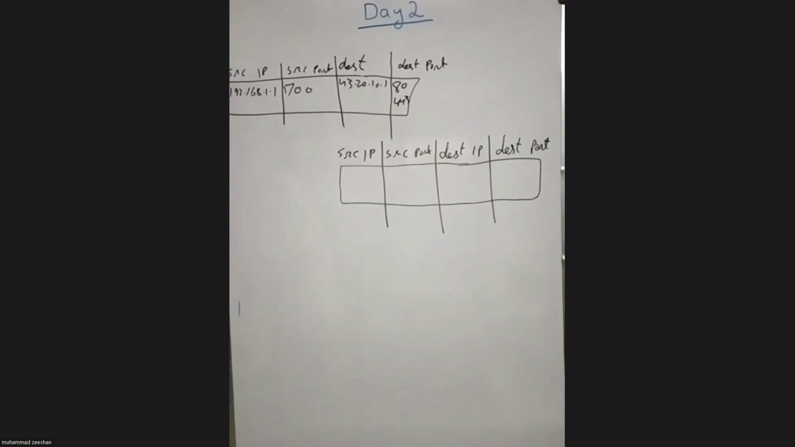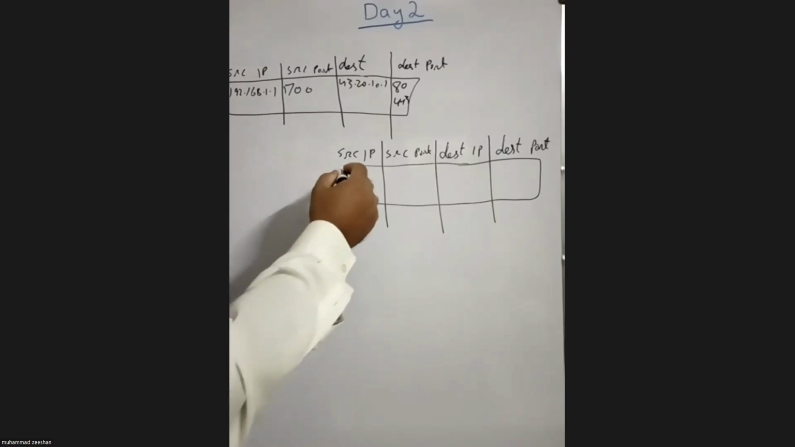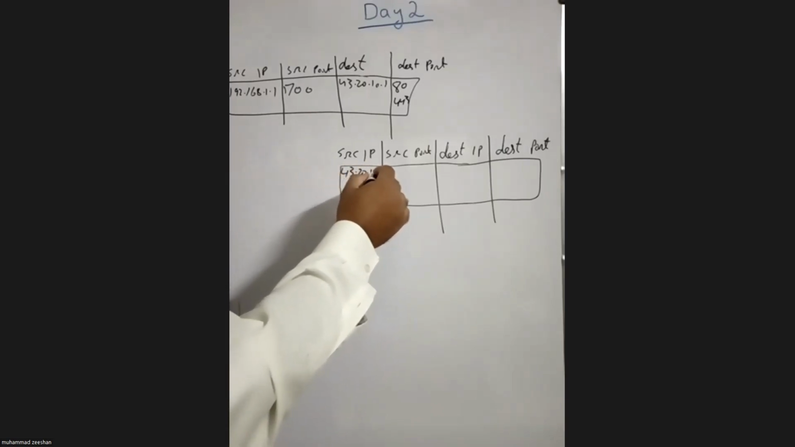Can anybody tell me? Who is the source now? Google. Google is the source now. So what's the IP address of Google? This, 43.20.10.1.